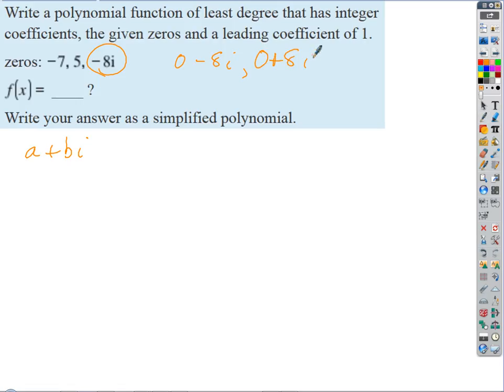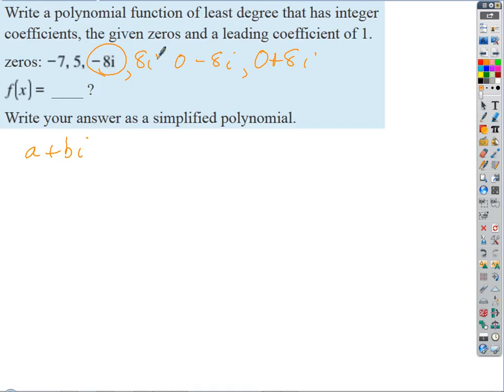We don't write the zeros, of course. We would just turn that into an 8i, right? Yep. Would a's sign also be flipped? No. Conjugate only flips the operation between a and b. Okay, so a stays the same. Does that make sense? No big deal.